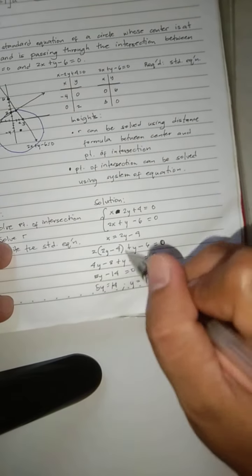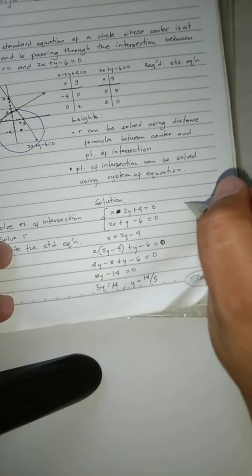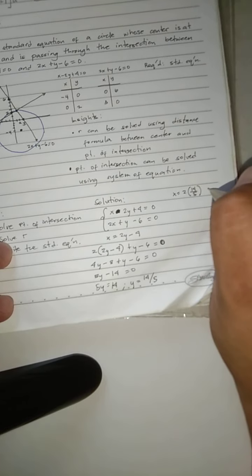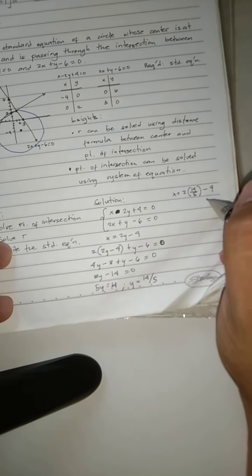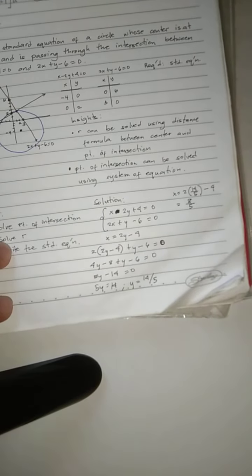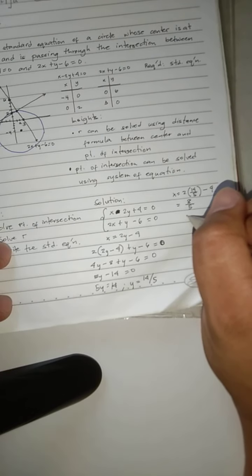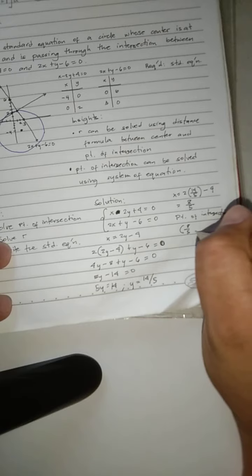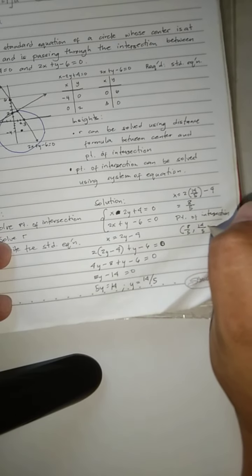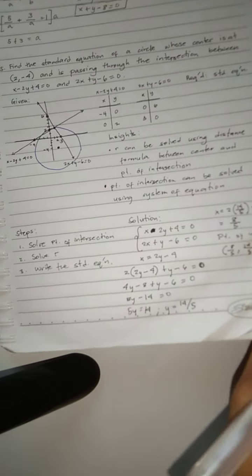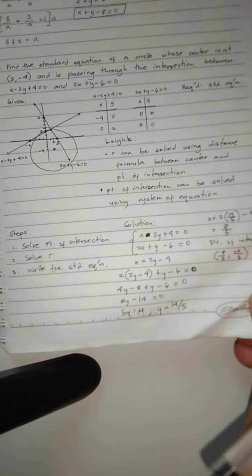To solve for x, you just need to substitute the value of y. So x equals 2 times 14 over 5, minus 4. This is 28 minus 20 over 5, which gives you 8 over 5. So the point of intersection is at (8/5, 14/5). Let's take note of that because we're now going to use the distance formula with (2, -4).